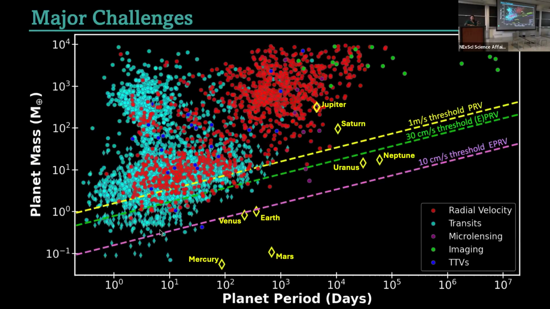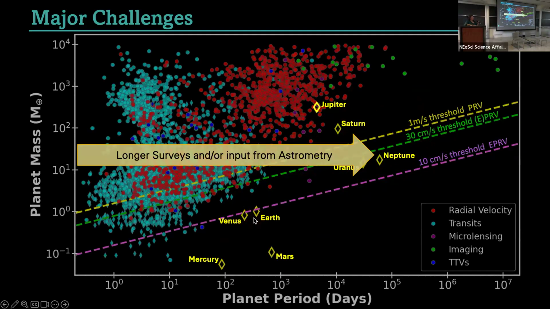Okay, major challenges in the field. If we go back to the idea of trying to look for a solar system a bit like our own, where we want to be able to see these long period giant planets and these temperate terrestrial planets, there are two different directions to push this. And so one is that longer surveys, or just continuous RV surveys where we keep looking at these stars, are important to reach out to long period planets.